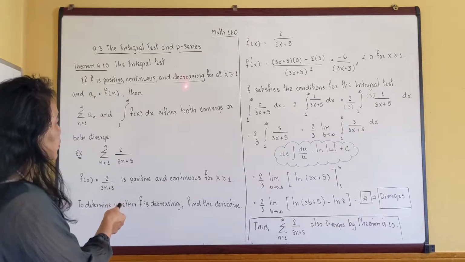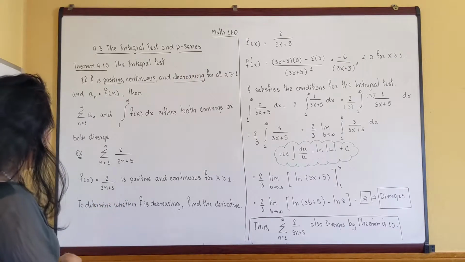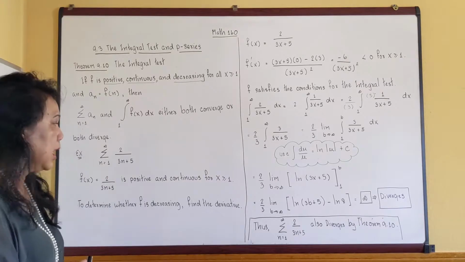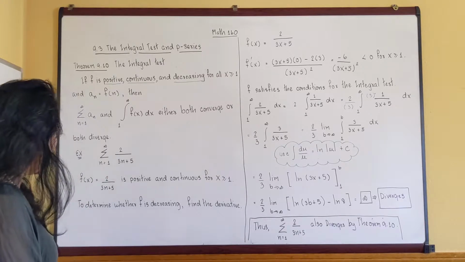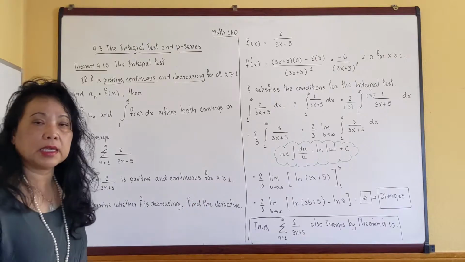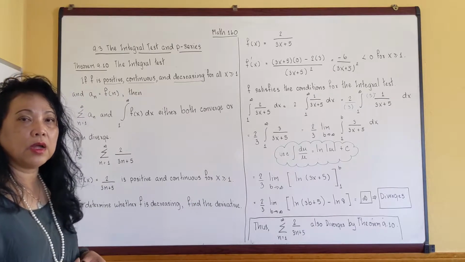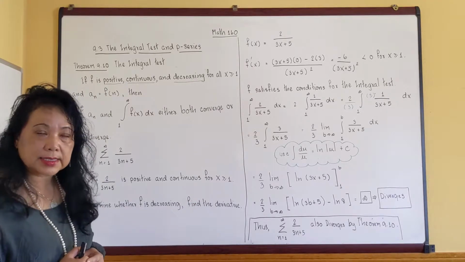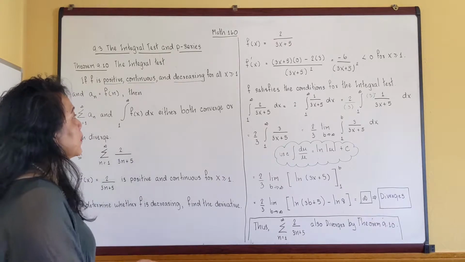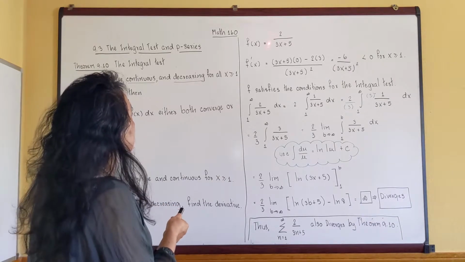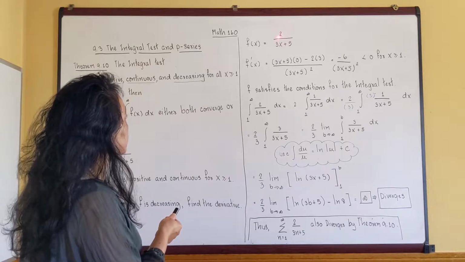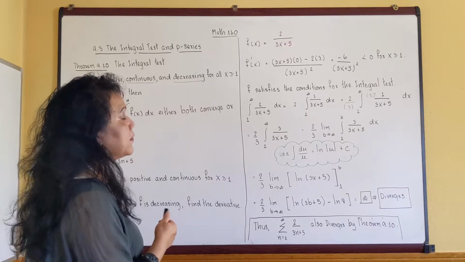Now I have to check that this function is decreasing. The way to check this is to take the derivative, and if the derivative is greater than 0, it's increasing, and if it's less than 0, it's decreasing. Okay, let's look at the function. f of x is equal to 2 over 3x plus 5.